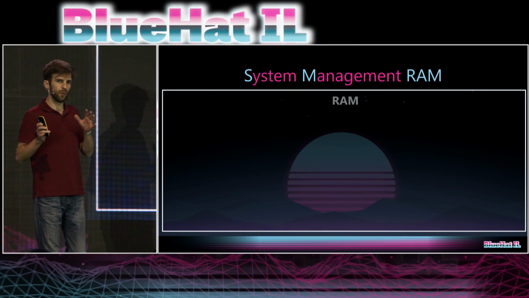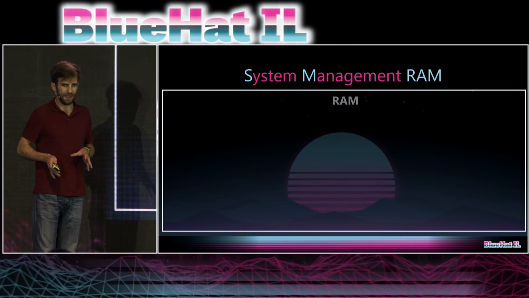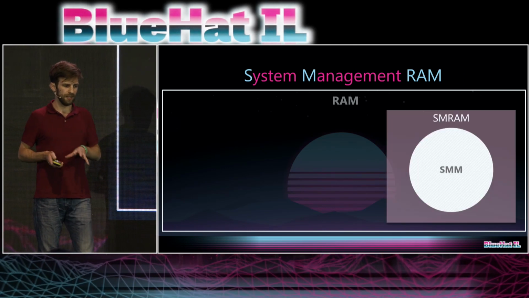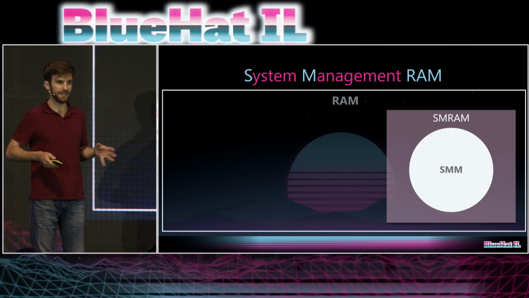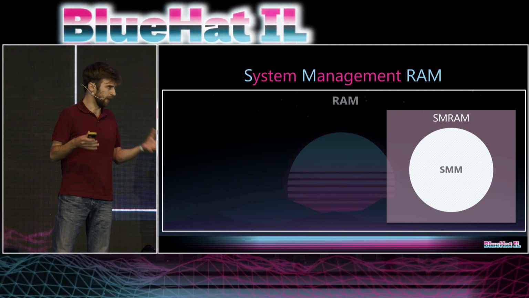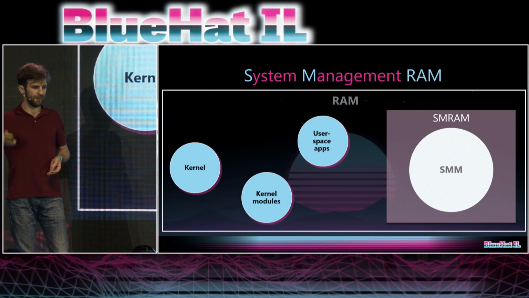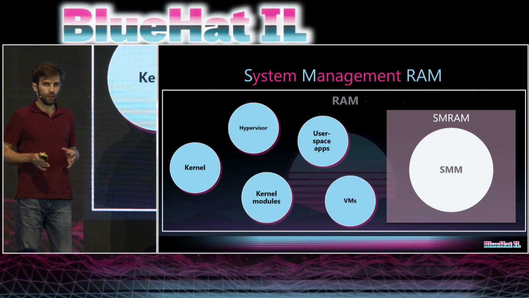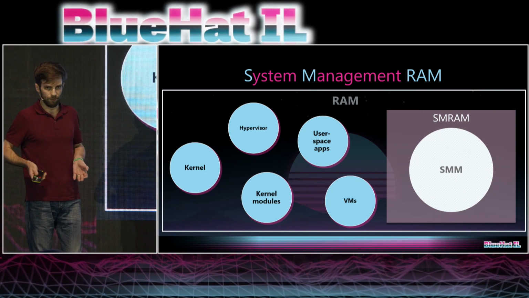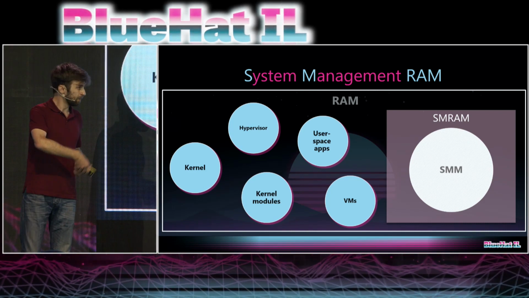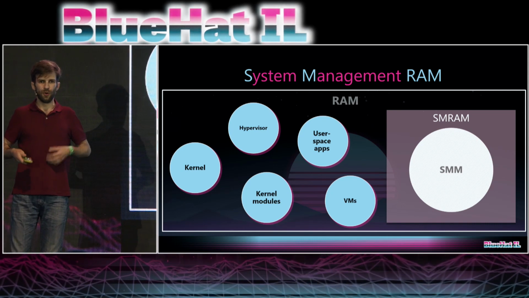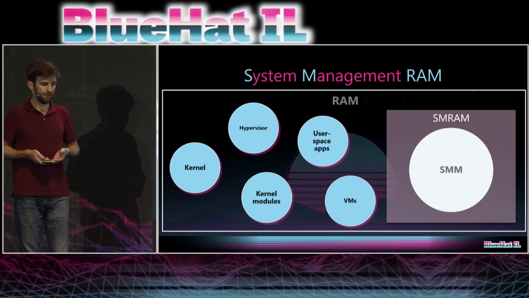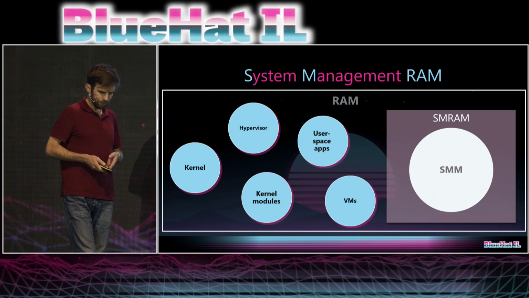So SMM is a rather territorial mode. It has its own well-guarded portion of the RAM, called SMRAM, System Management RAM, while all the other entities have no notion whatsoever of what's going on in the SMRAM. For instance, if the kernel tries to read something from the SMRAM, it will get a bunch of FFs.